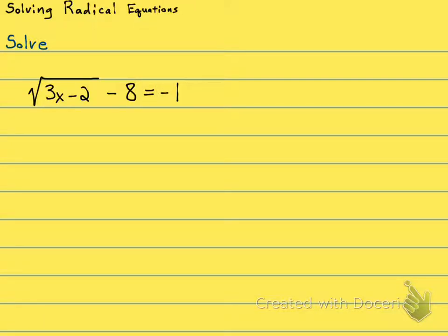So to get the radical by itself, we need to get rid of the minus 8. Okay, and how do you get rid of a minus 8? Plus 8. All right, let's add 8 to both sides of the equal sign. That way I will have no more minus 8 on the left-hand side. Negative 8 plus 8 is 0. So the left-hand side will be square root of 3x minus 2. And the right-hand side will be negative 1 plus 8, which is 7.